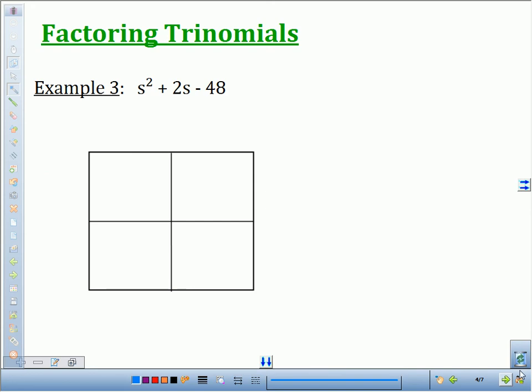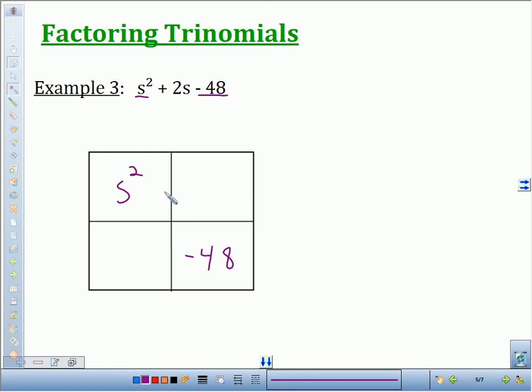All right, let's move on. We have another one here. This time it's s squared plus 2s minus 48. And again, we're going to set this up. The first term goes in the first box because when we multiplied it out, it didn't change. The last term goes in the last box for the same reason. And we need to figure out what goes in these two.